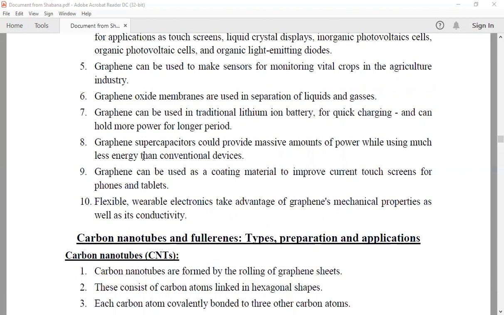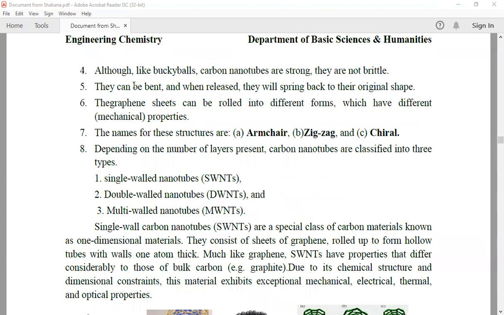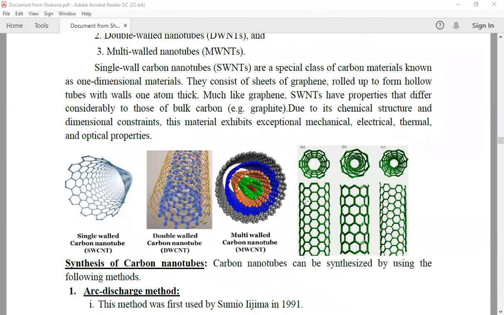Coming to the structure of graphene sheets, carbon nanotubes and fullerenes, these are all carbon-containing structures. In these, the carbon atoms are linked in hexagonal shapes, and each carbon atom is covalently bonded to 3 other carbon atoms. See here the structures. These are the structures of carbon nanotubes.